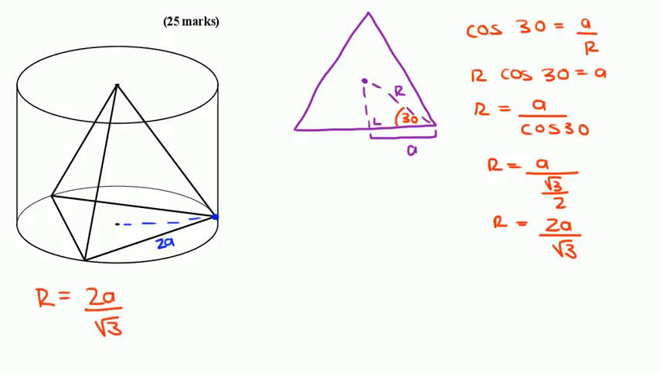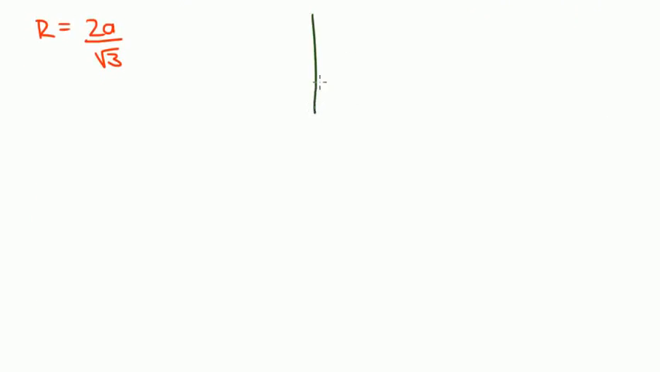So now I need to find something for the height. So the height of the tetrahedron is equal to the height of the cylinder. So we now have something for r. We know that the slanted side is 2a. So we're going to use Pythagoras theorem in order to find something for h. So again, I'm just going to use another sketch, just taking out what I need. So we have the radius is 2a over the square root of 3. We have the slanted side is 2a, and we're looking for something for h.